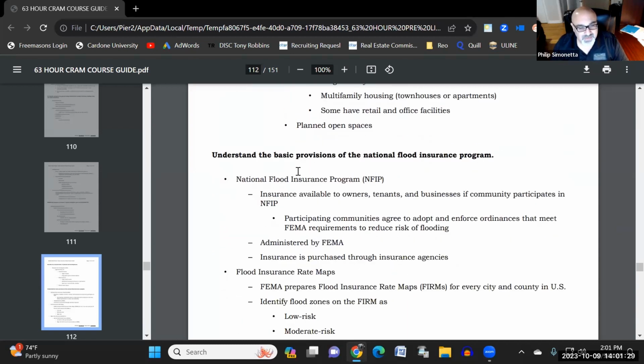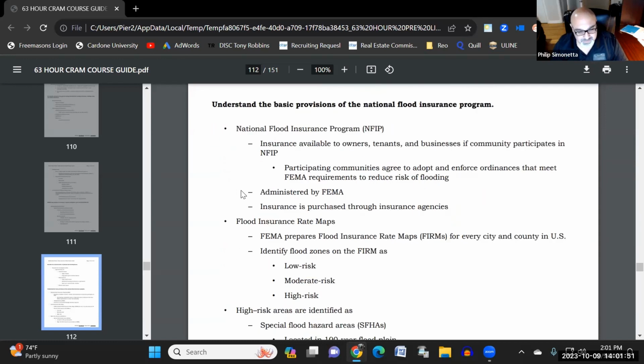You have to understand the basic provisions of the National Flood Insurance Program. So the National Flood Insurance Program, the NFIP. Insurance is available to owners, tenants, and businesses if a community participates in the NFIP. Participating communities agree to adopt and enforce ordinances that meet FEMA requirements to reduce the risk of flooding. It's administered by FEMA. The insurance is purchased through insurance agencies. So FEMA is in charge of it. They run it, they administer it, but it's purchased through insurance agencies. That's how they sell it.